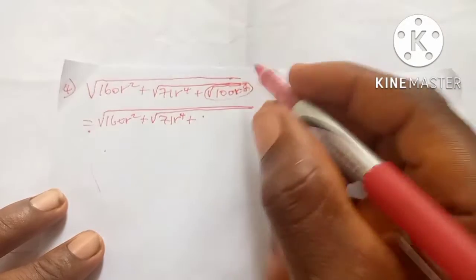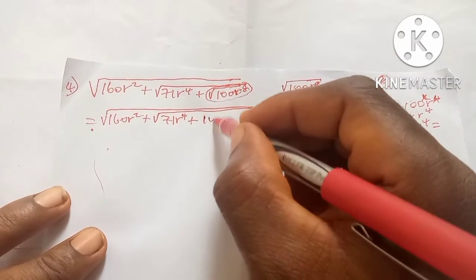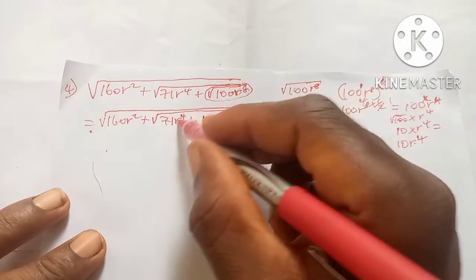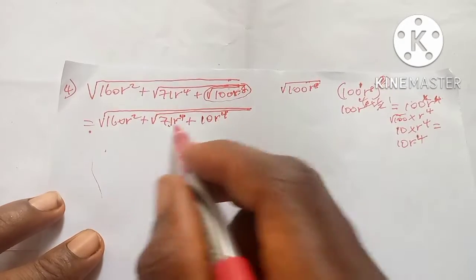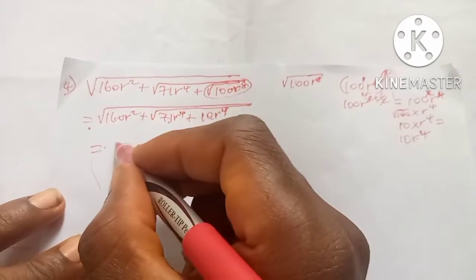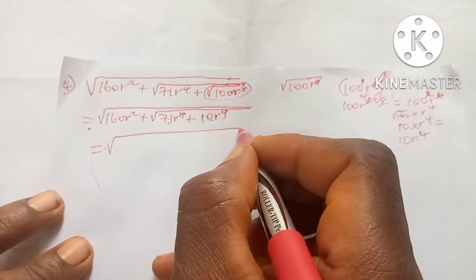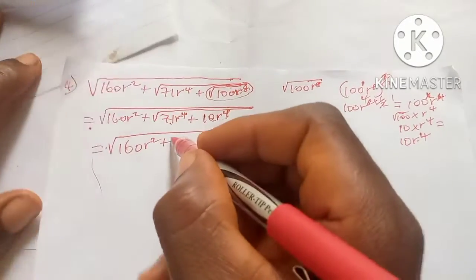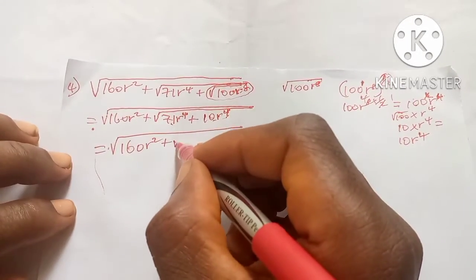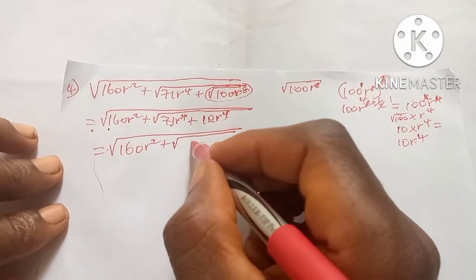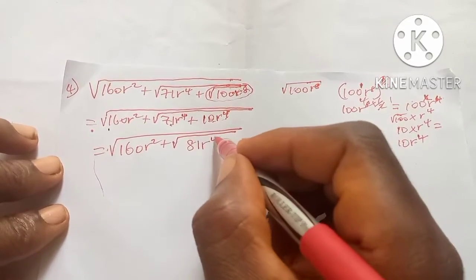So we have plus 10 r to the power 4. Notice that we have r to the power 4 and we have r to the power 4. So we're going to add 71 plus 10 r to the power 4. So we have root 160 r square plus square root of 71 plus 10 is 81 r to the power 4.